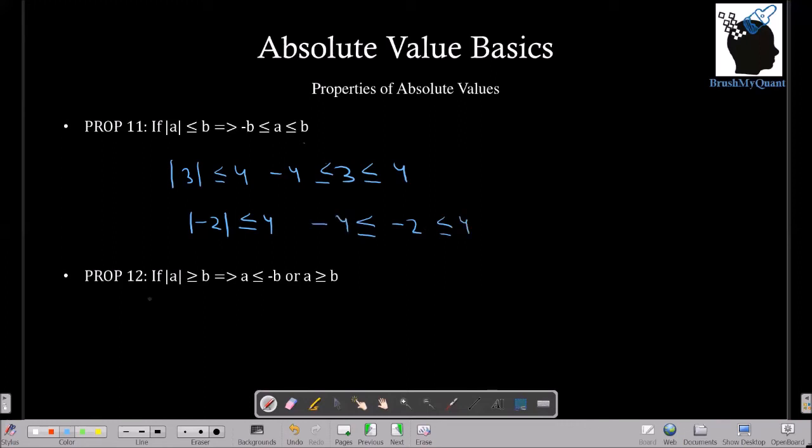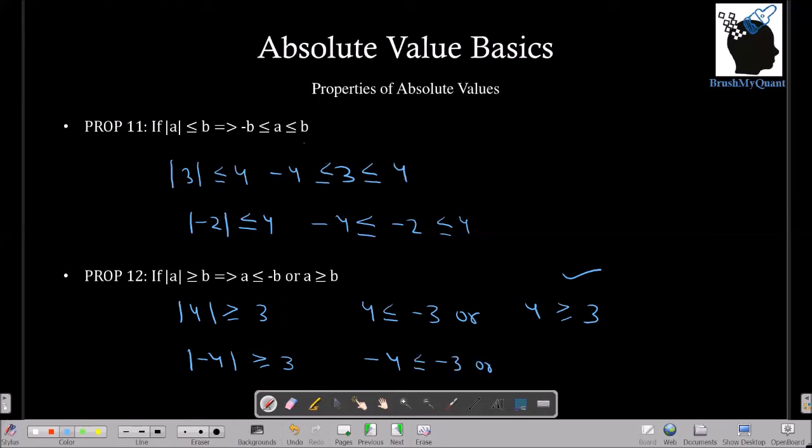Twelfth property: if |a| ≥ b, that means a is either less than or equal to -b or a is greater than or equal to b. Let's take an example. |4| ≥ 3. That means 4 is either less than or equal to -3 or 4 is greater than or equal to 3. In this case, the second one is true. Let's take a negative number. |-4| ≥ 3. That means either -4 is less than or equal to -3 or -4 is greater than or equal to 3. In this case, the first one is true.